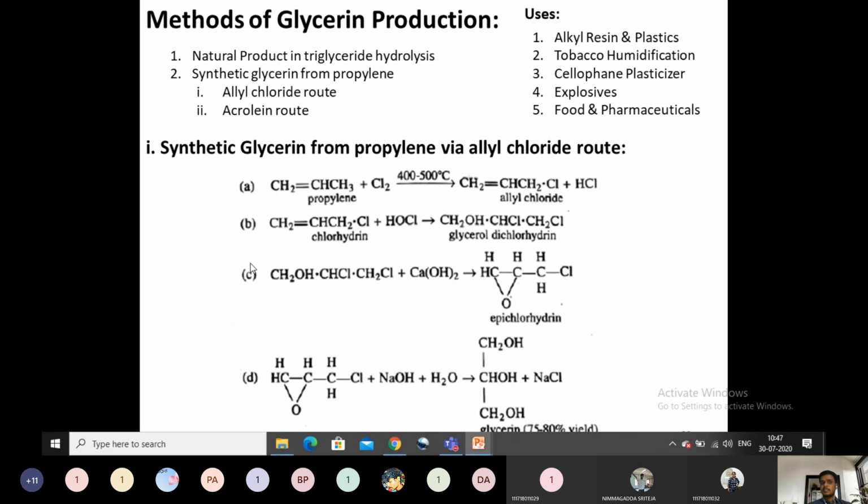The other type is synthetic glycerin, which can be obtained from polypropylene, a petrochemical compound. From this petrochemical compound, we can obtain synthetic glycerin, whereas natural glycerin can be obtained using oils or fats, using the triglycerides or fat splitting process. In order to obtain this synthetic glycerin from the polypropylene, there are two routes.